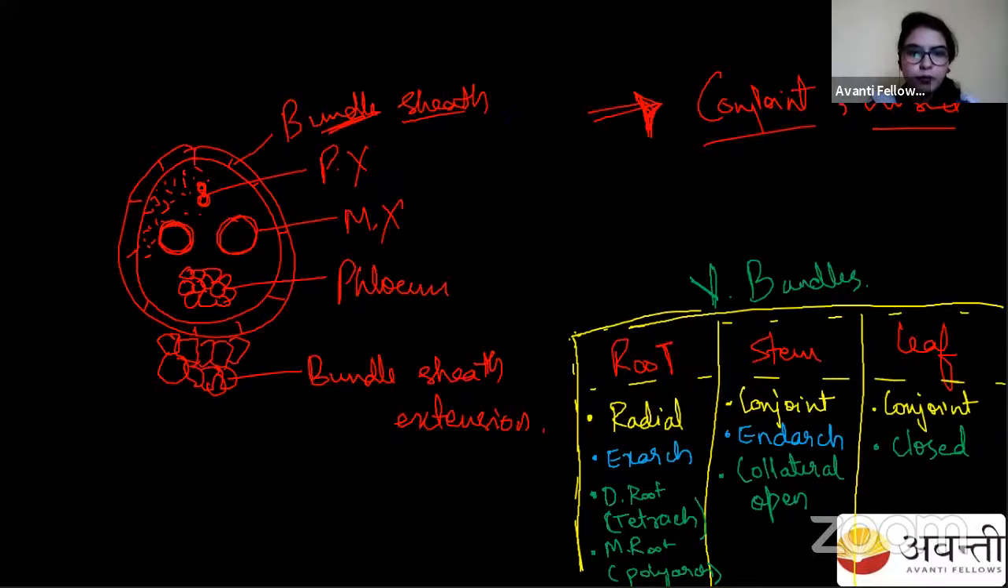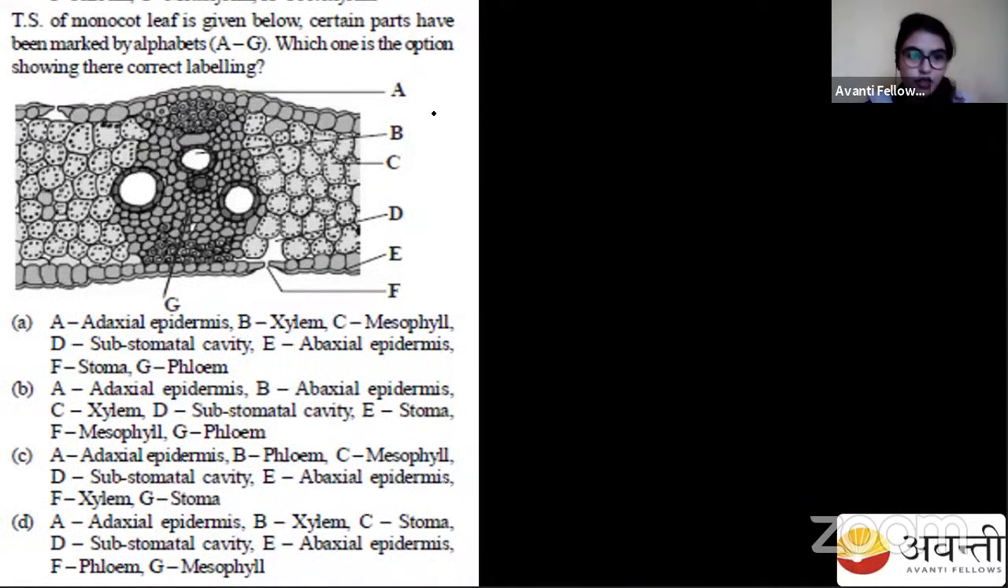Okay, so now I'm going to ask a question. So this is the question that you need to answer now. Just look at the diagram. So this is isobilateral leaf. That is monocot leaf, right? I have given you time to observe the picture and then analyze the option for this question. We are going to discuss this question and then we'll end the class.